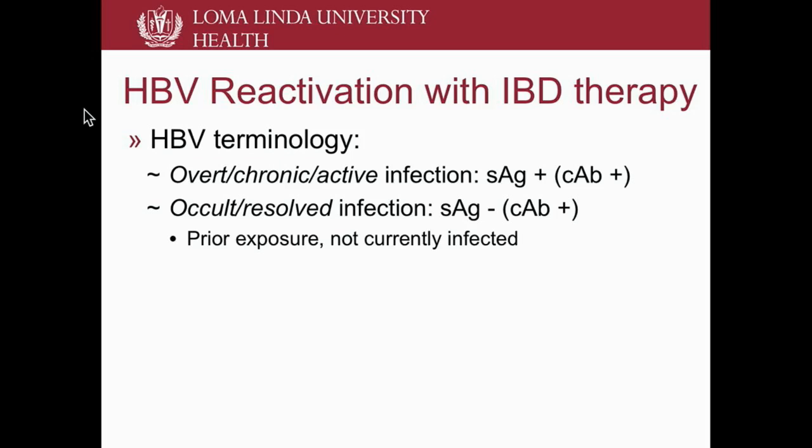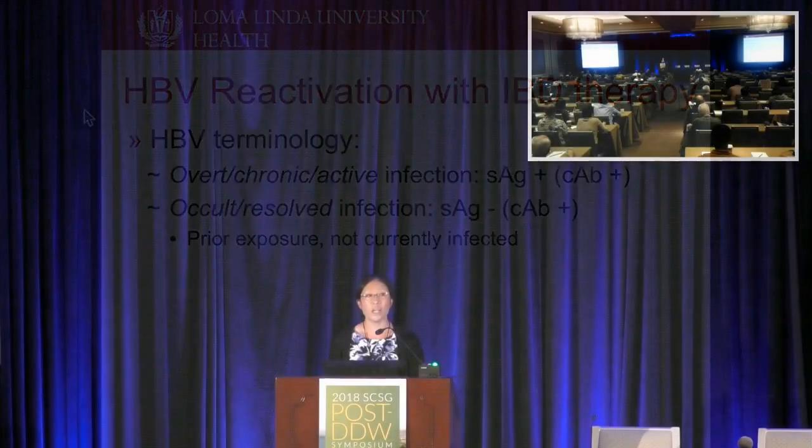Overt, chronic, active hepatitis B infection refers to people with positive surface antigen. Occult or resolved infection refers to patients with surface antigen negative serologies, but their core antibody will be positive. And this indicates that they have prior exposure and are not currently infected. Remember, hepatitis B is different than hepatitis C. You're never really cured of hepatitis B.